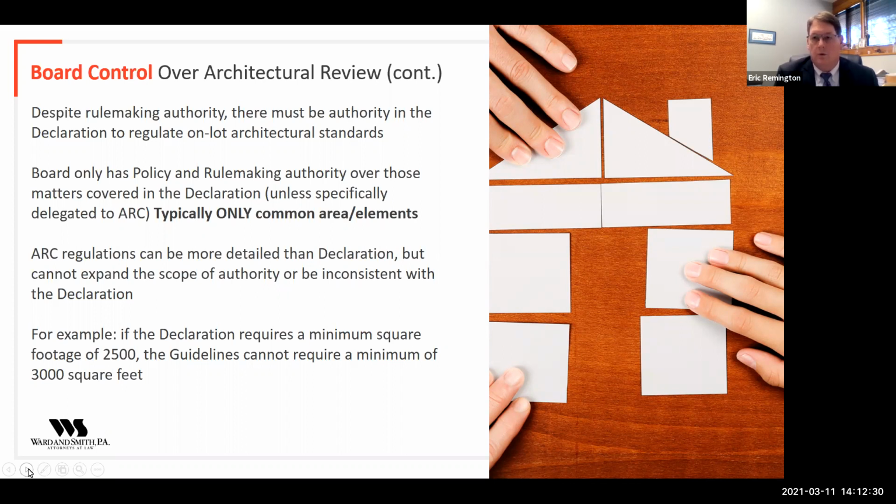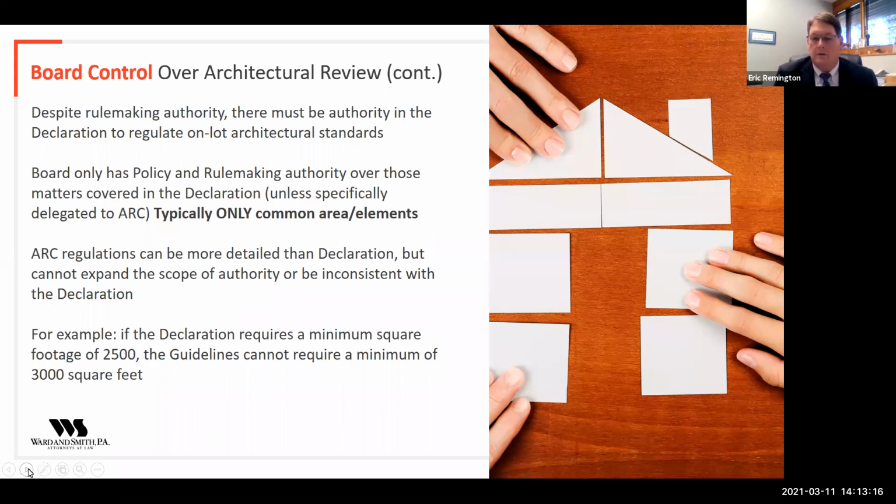Architectural control committees and the rules that they are going to operate under can be more detailed than the declaration if the board has that authority to make rules and regulations for architectural control. But they can't expand the scope of the authority to be inconsistent with the declaration. So as you can see, one example would be square footage for heated space. Let's say your declaration says that you can build a house that's a minimum of 2,500 square feet of heated space. The guidelines that the board creates can't narrow the scope of that to say, oh no, you've got to build one that's larger than 3,000 square feet of heated space.